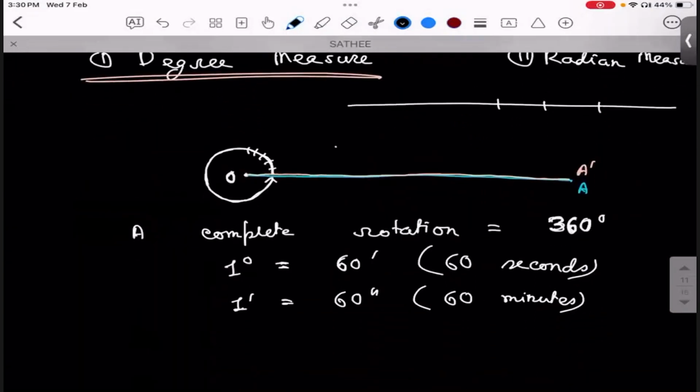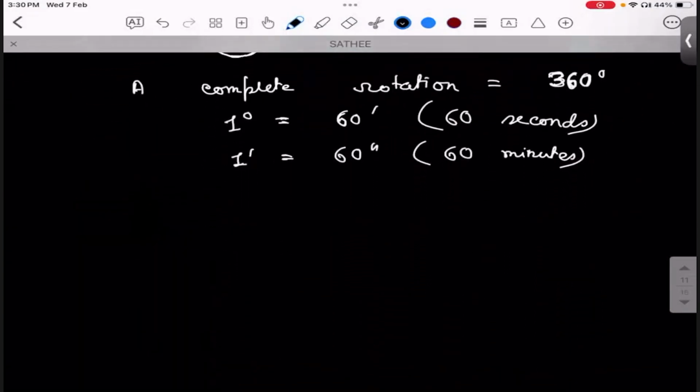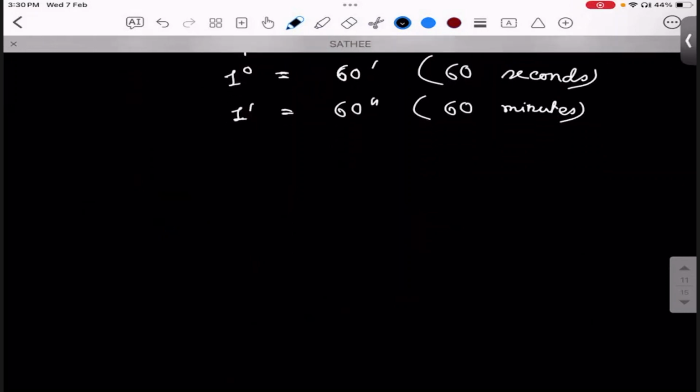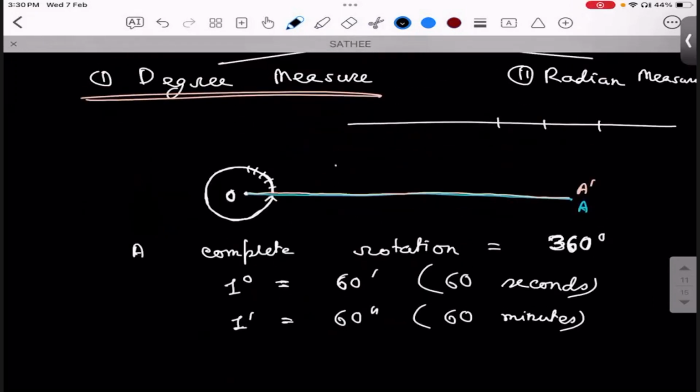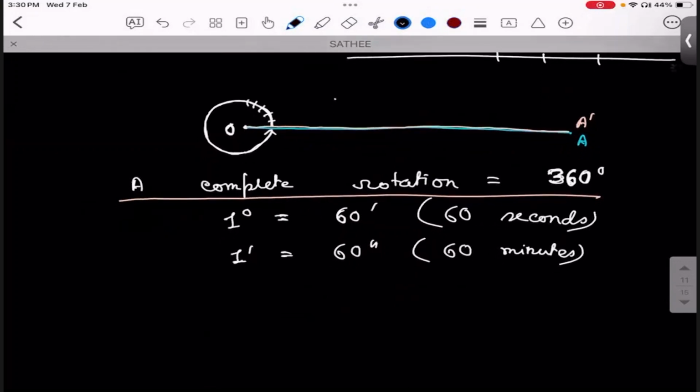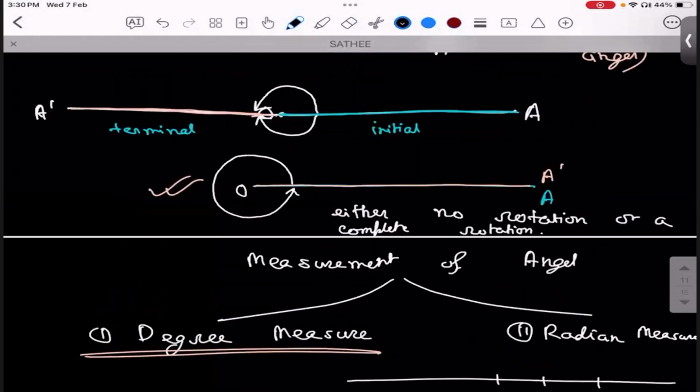So let us see some examples of degree, how we can understand an angle in degrees. So first of all, this is 360 degrees. Whatever we have assumed, we already have this statement. So this clearly implies this angle is denoting 360 degrees. Okay. Now what about this angle?